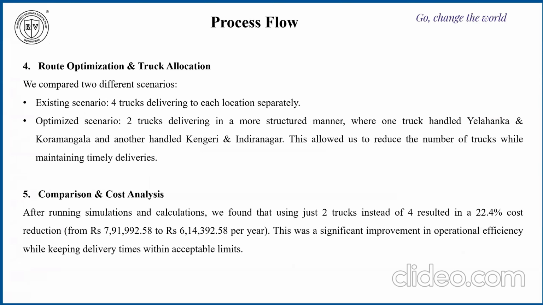Next, we talk about route optimization and truck allocation. So the existing setup is four trucks delivering, one to each location. So we optimized it by using two trucks to deliver in a more structured way. We can take one example of one truck handling Yelahanka and Koramangala and the other handling Kengeri and Indiranagar. So this allowed us to reduce the number of trucks while maintaining timely deliveries.